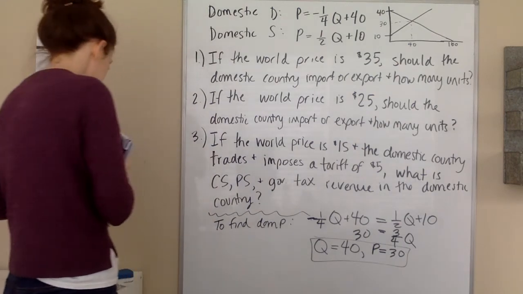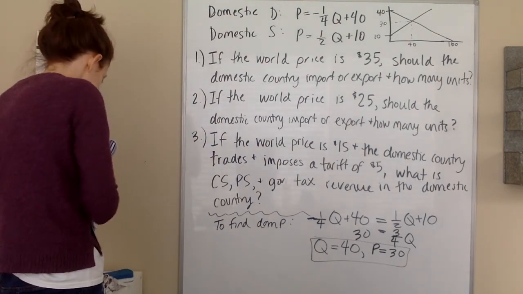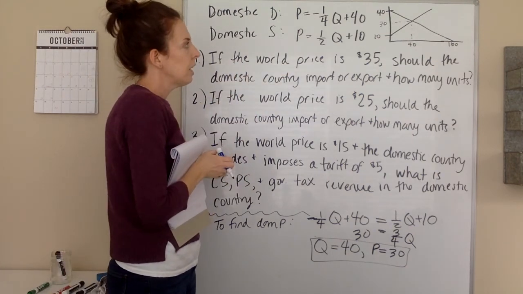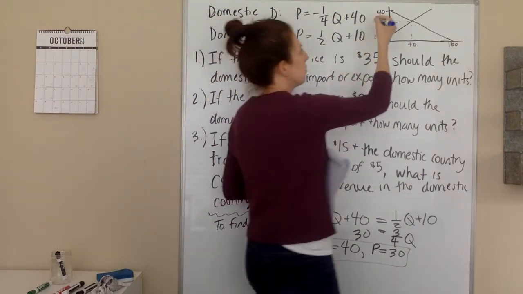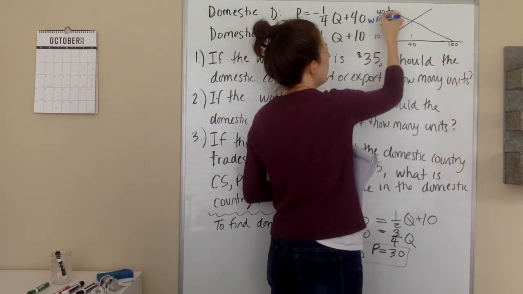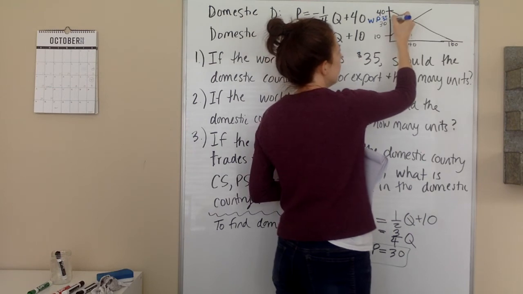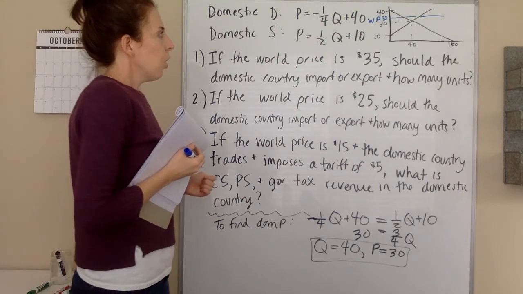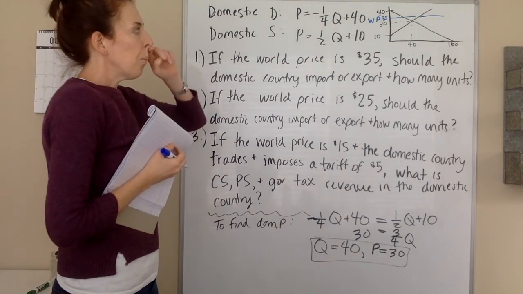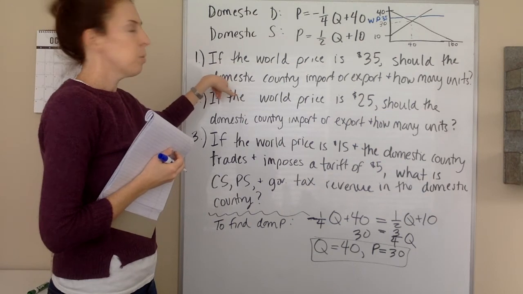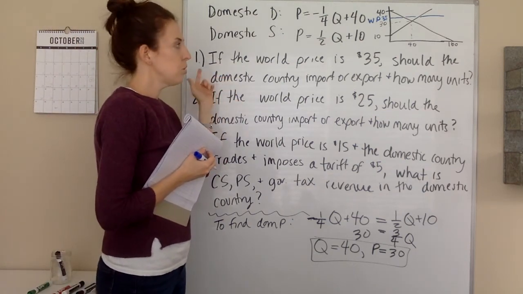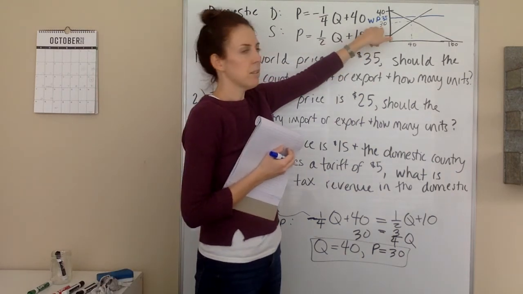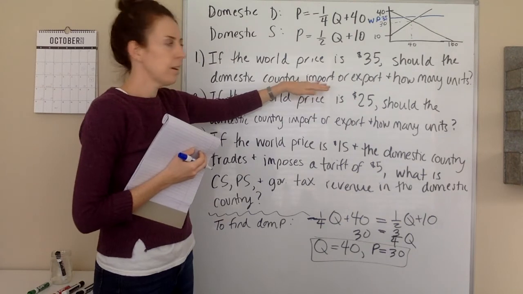Okay, for question 1, what you need to do is take the world price of 35 and first of all just draw it on the graph. So have a world price of 35 and then draw a bar up here. The question is, should the domestic country import or export? All you need to know to answer this question is whether 35 is bigger or smaller than the domestic price of 30. That answers the import-export component.